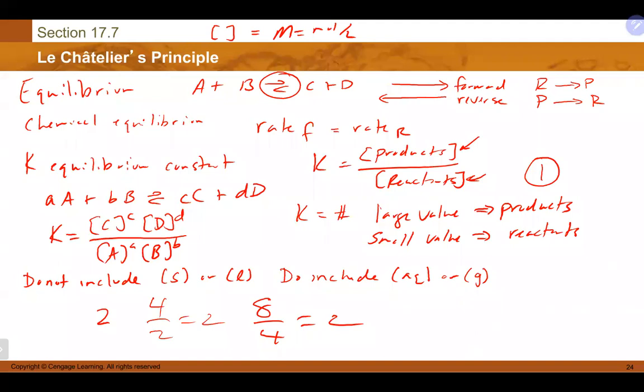So sometimes people think, well, I started with way more reactants in this reaction than the first one, I should get a different value of the equilibrium constant, and that's not what happens. Again, it will always end up at that same proportion.